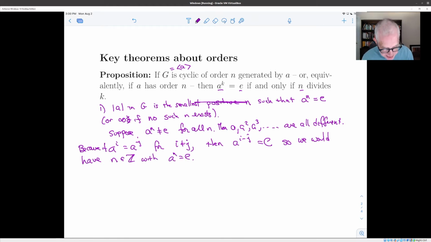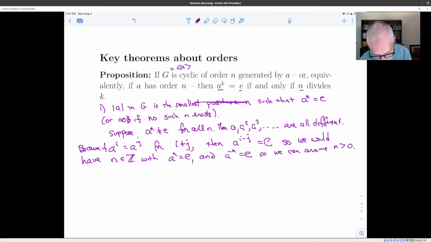It might happen that this n were negative, but we can always arrange it. I mean, A to the minus n is also equal to E, so we can assume n is positive by choosing A to the i minus j or A to the j minus i. So A has infinite order if and only if A to the n is never equal to E. A has finite order if A to the n is equal to E eventually, for some n.